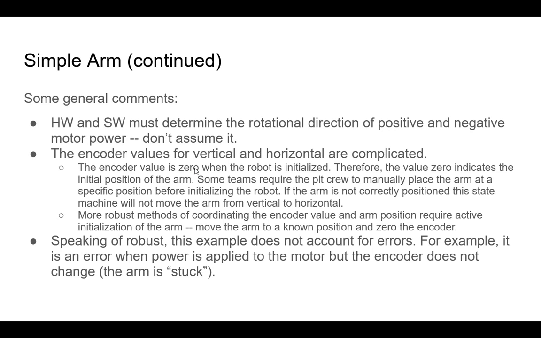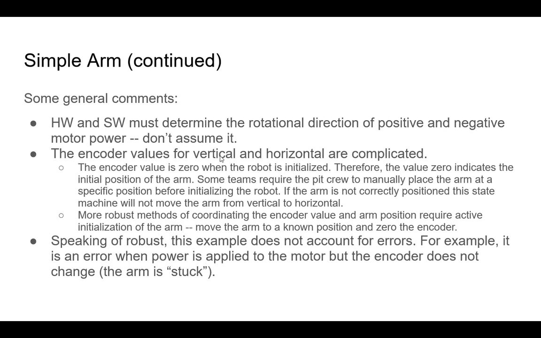Now, I think there are some general comments before we finish this one and move on to other things. Hardware and software must really talk about rotational directions of positive and negative motor power. Don't assume it. This becomes especially confounding when there are gearboxes between the motor and the arm or the thing you're moving. You have to test it. Software and hardware need to get together and provide a very simple, very safe test that very slowly moves the arm so you can understand which direction the arm moves under what power.